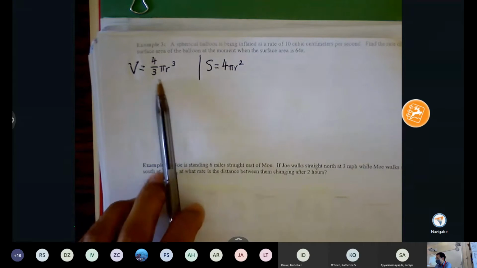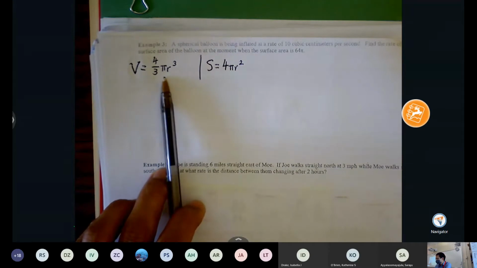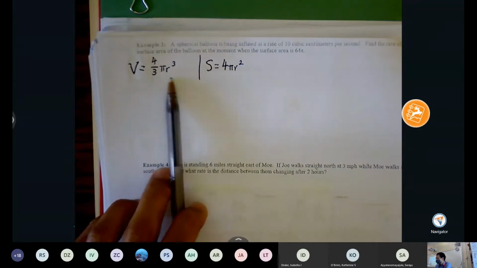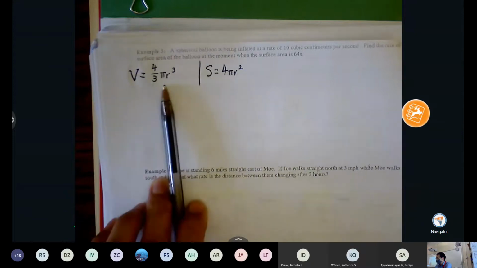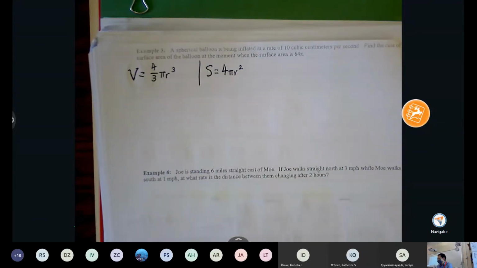The reason why I want to keep bringing up the fact that it's not a variable is I don't want us to have to go through product rule, okay? We should just rely on power rule for r cubed, and 4/3 pi is just a number that's going to attach itself to our derivative.